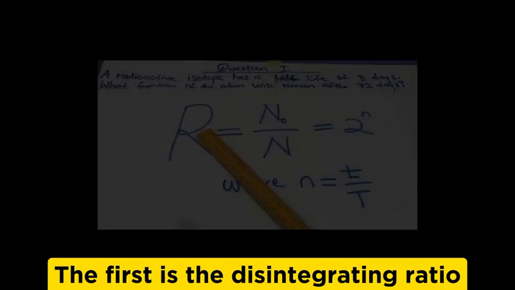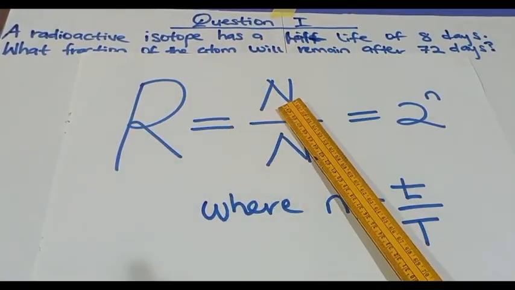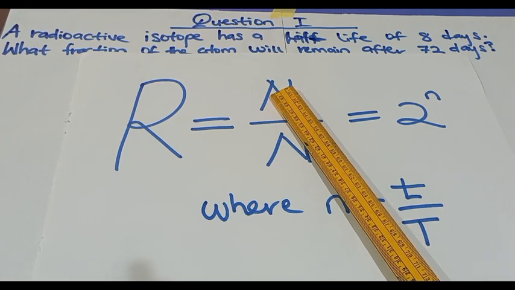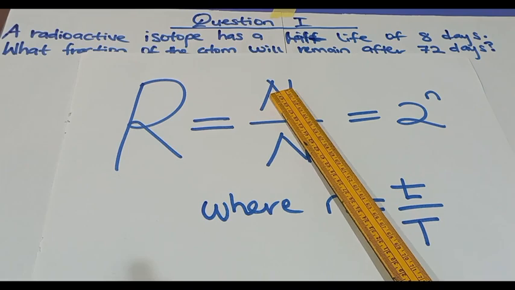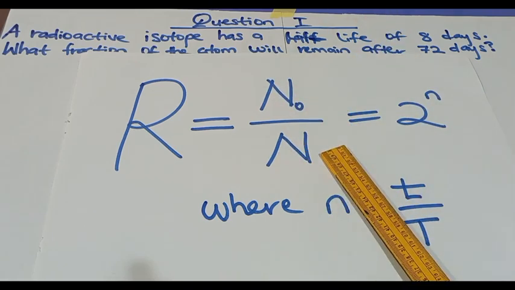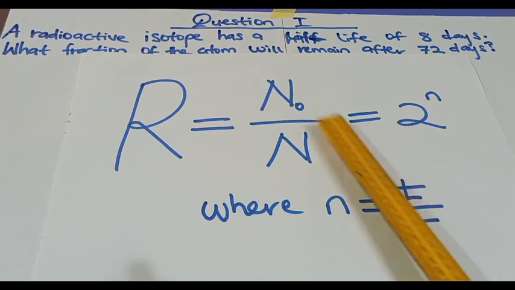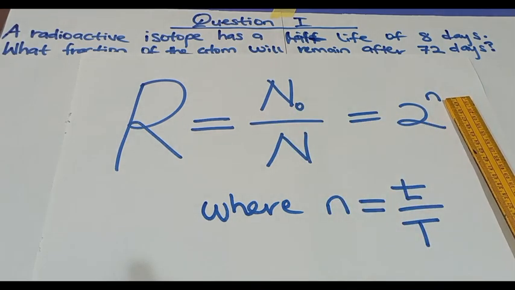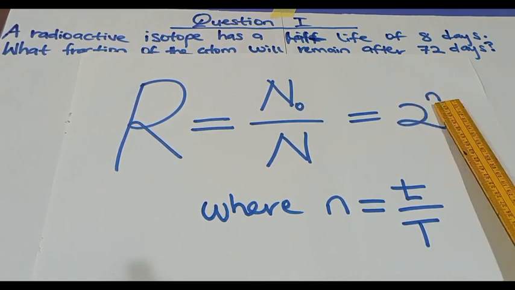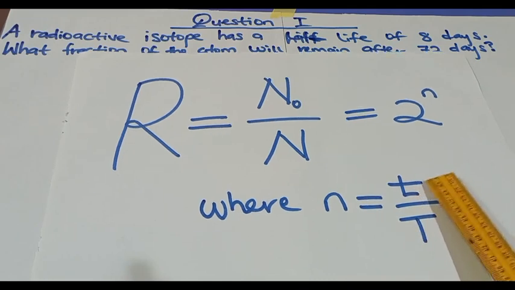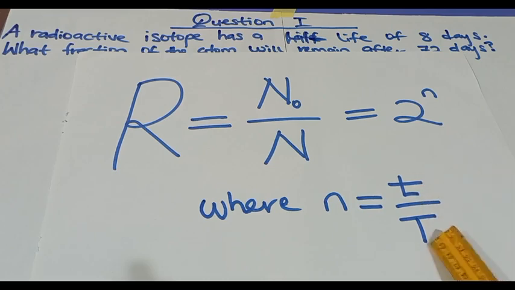The first is the disintegrating ratio R is equal to N naught over N. We are taking N naught as the initial mass or initial number of atoms. We are taking N as the final mass or number of atoms. The ratio is equal to 2 raised to power n, where n is the number of half-life, and this n is equal to t over capital T, where small letter t is the time taken for decay and T is the half-life of the radioactive element.